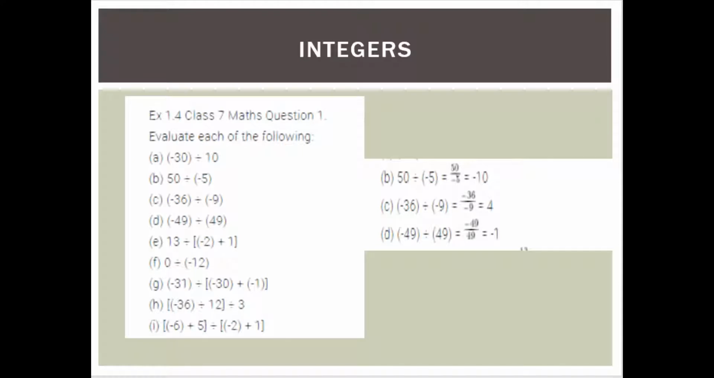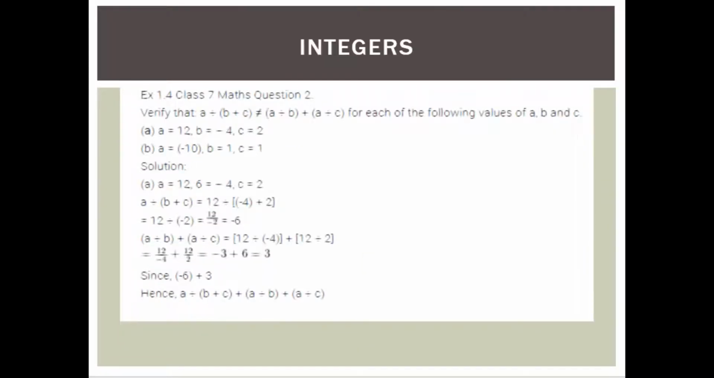Similarly, minus 36 divided by minus 9: 36 divided by 9 is 4. Minus 36 upon minus 9 equal to plus 4. Both are having the same sign, so answer will be positive. Then D part, minus 49 divided by plus 49. Same number divided by same number, answer is 1. But signs are different, so answer will be negative. Similarly, you can solve the remaining parts up to G, H and I part yourself.